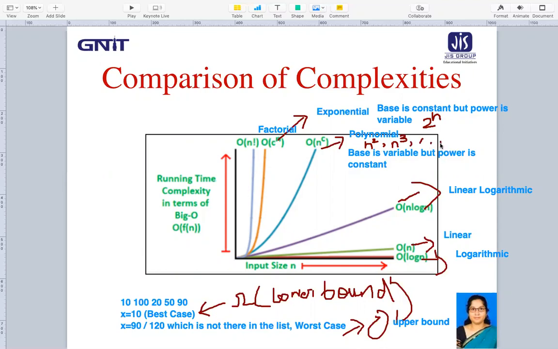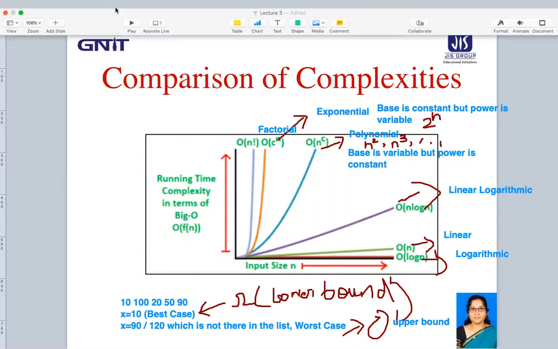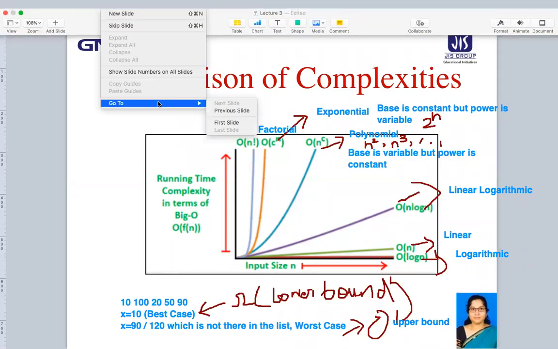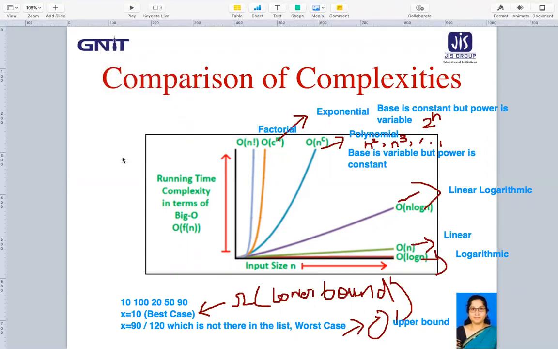So I hope this video lecture is helpful to you, and you can go through the slides. In the next lecture, we are going to start with the basic data structures, the linear data structure, which is known as array. Thank you very much.